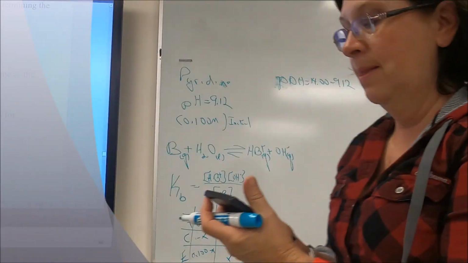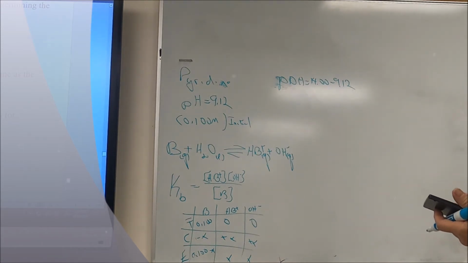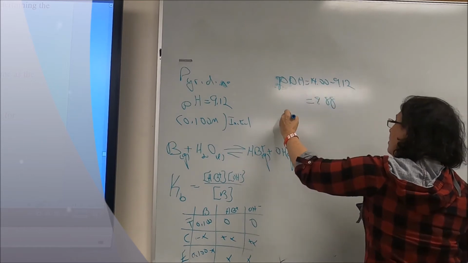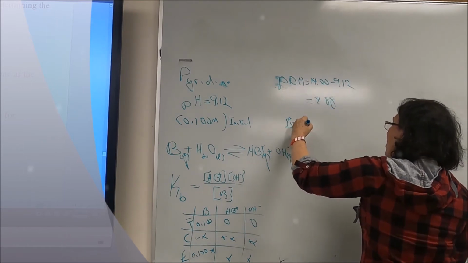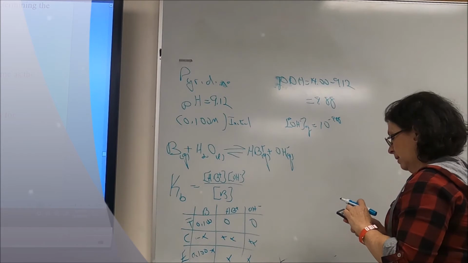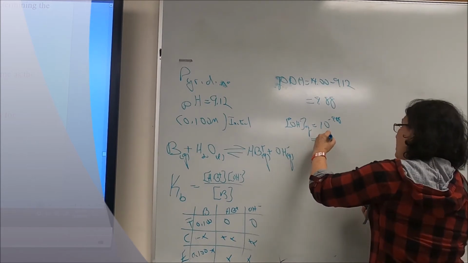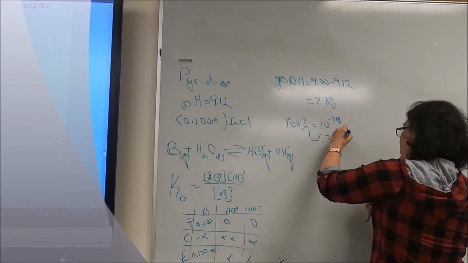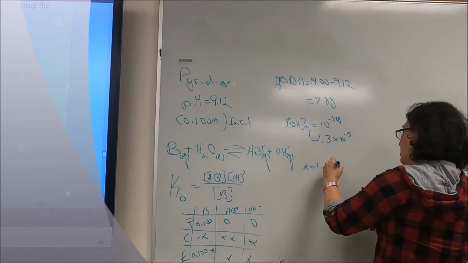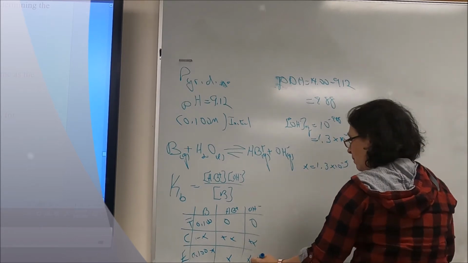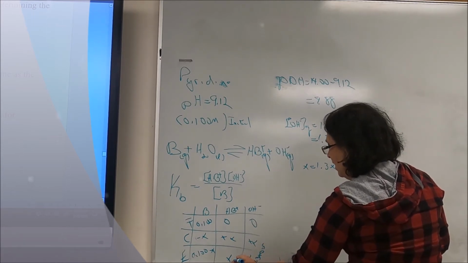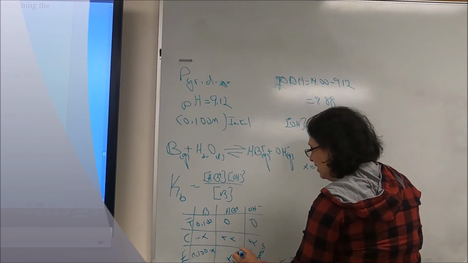14 minus 9.12 is 4.88. So our hydroxide ion concentration at equilibrium is going to be 10 to the minus 4.88, which is 1.3 times 10 to the minus 5. So that means x is 1.3 times 10 to the minus 5. So the hydroxide ion concentration is 1.3 times 10 to the minus 5. HB plus is 1.3 times 10 to the minus 5.